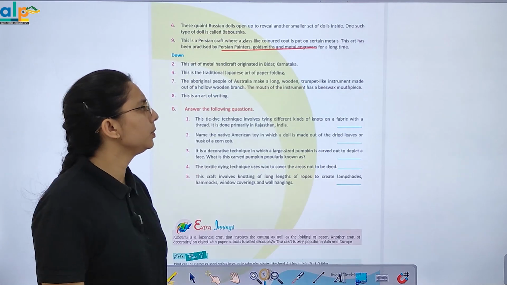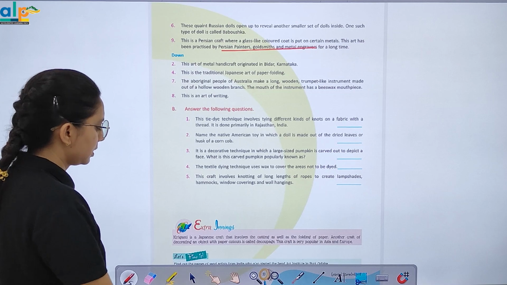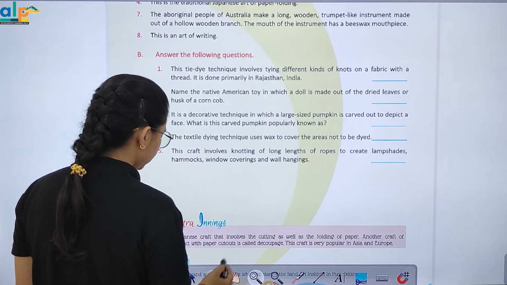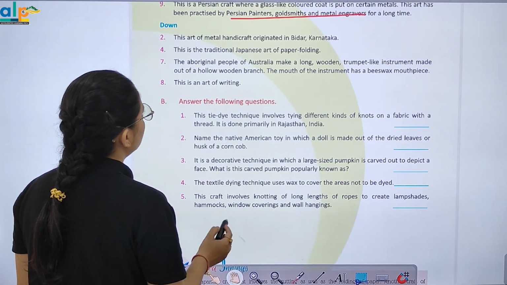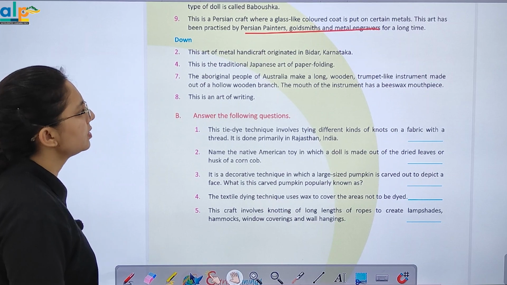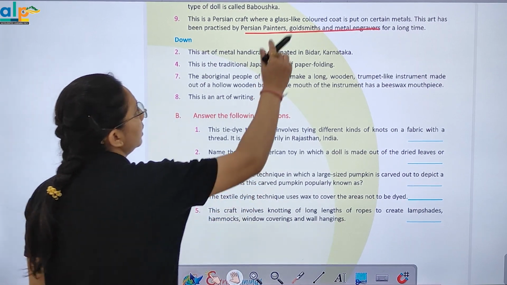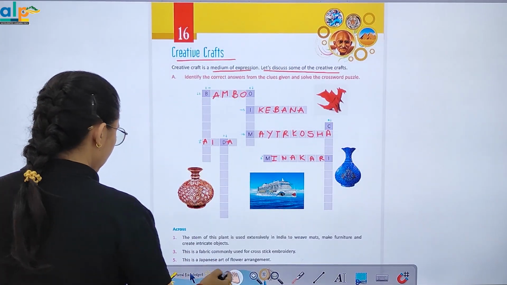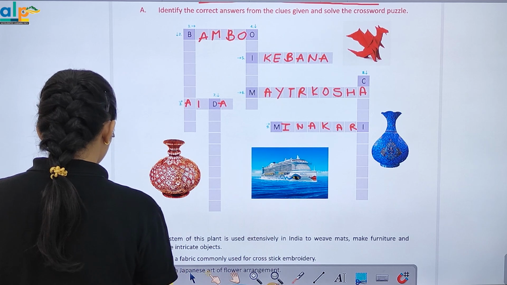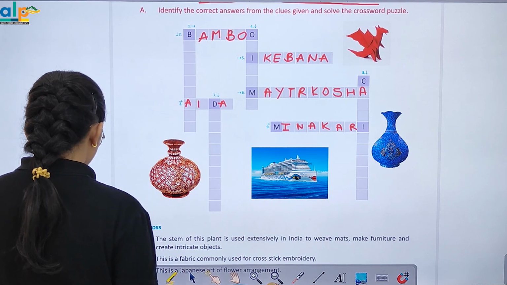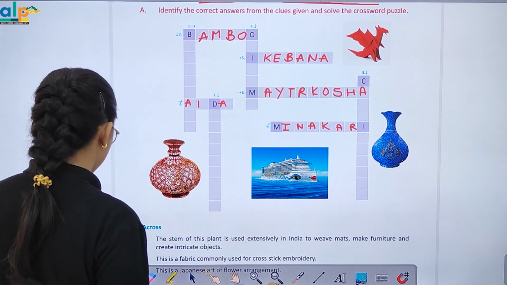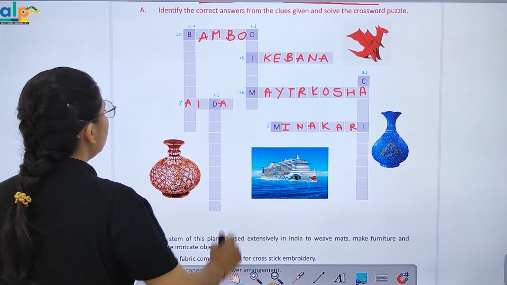Next is the brown one, you can read here. This is the art of metal handicraft originated in Bidar, Karnataka. ठीक है, बिदार में कर्नाटका में है ये आपका. That is Bidri ware.